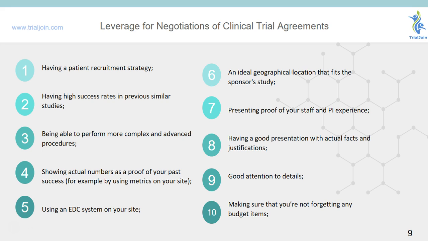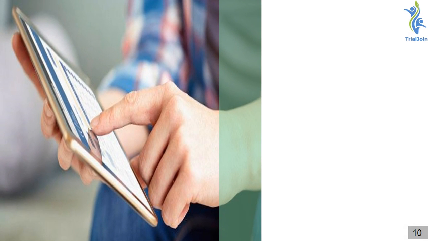Another thing is presenting the proof of your staff and PI's experience, their CVs. Another thing is having a good presentation with actual facts and justifications when you do any initial communication to gain the study for your site. And having good attention to detail, because that does go a long way. And remember, every time you bid for a study, make it a repository where you take notes of how you could improve on your previous bids and your negotiations, and always keep notes. This way you can make sure you're not forgetting any budget items.